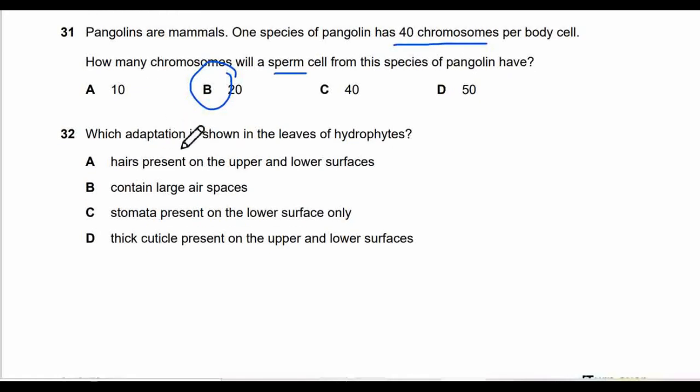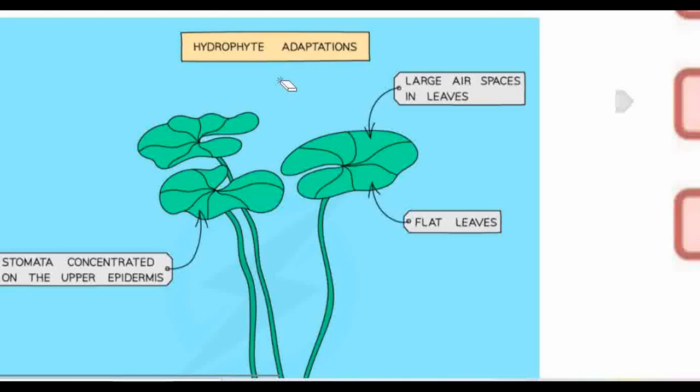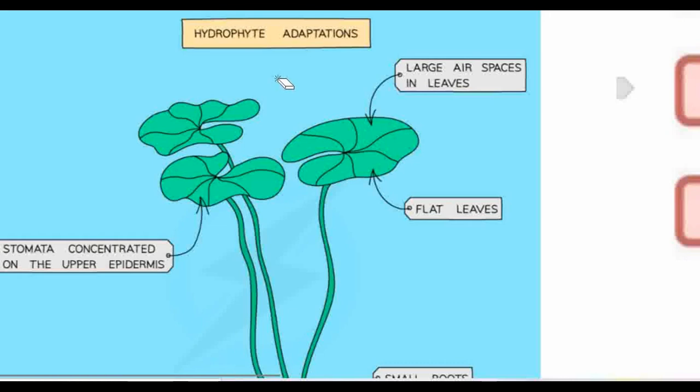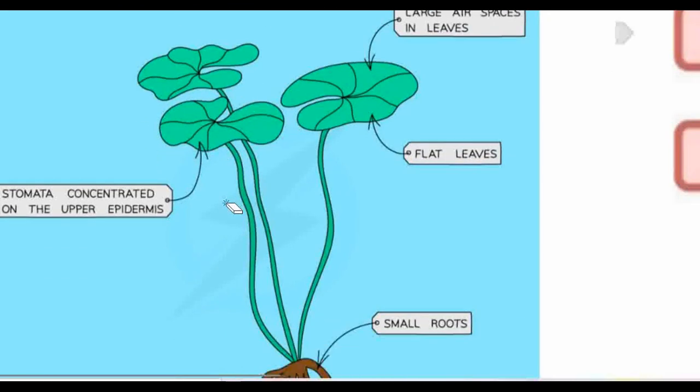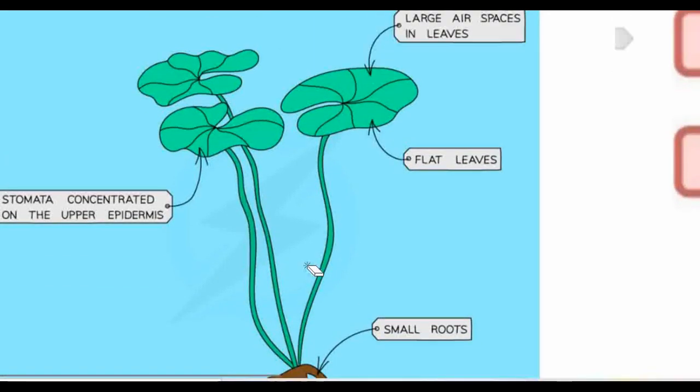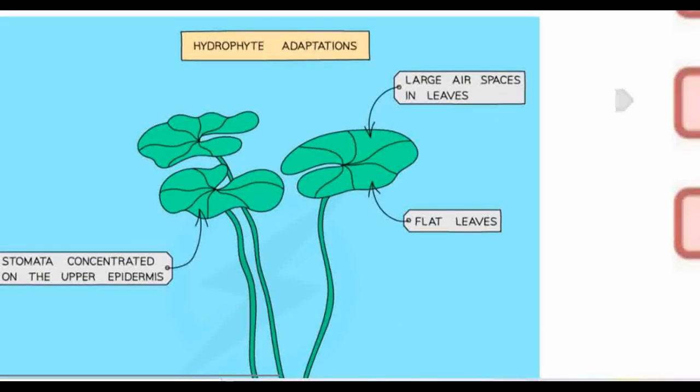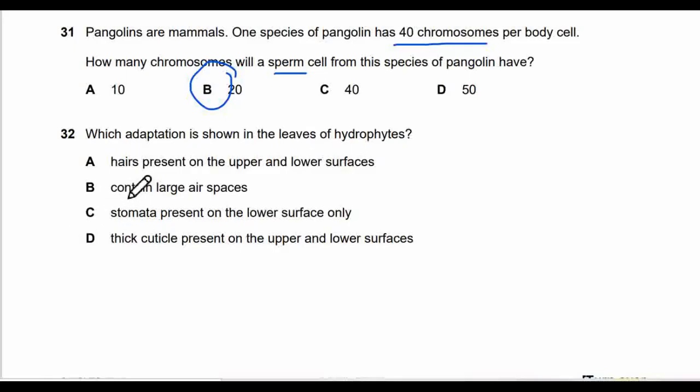Question 32. Which adaptation is shown in the leaves of hydrophytes? Well, a hydrophyte is a water plant. The adaptation is it has large air spaces in the leaf, it has large, flat leaves, and stomata concentrated on the upper epidermis to increase the rate of evaporation since it is floating on water. Small roots. So that will be the adaptation. So the answer will be B.